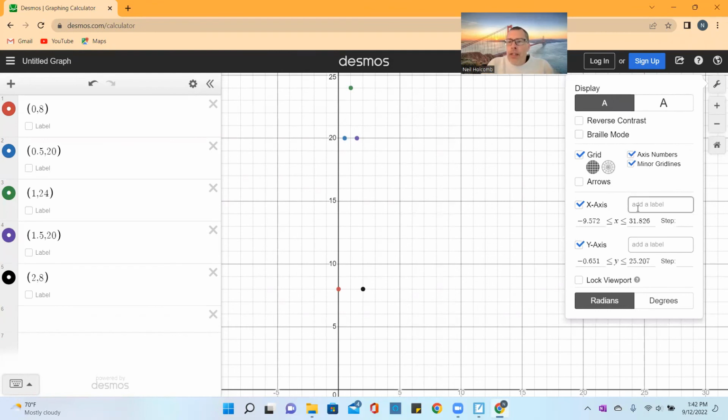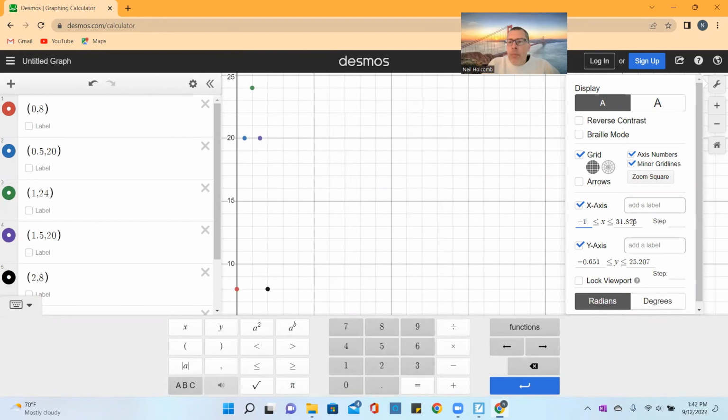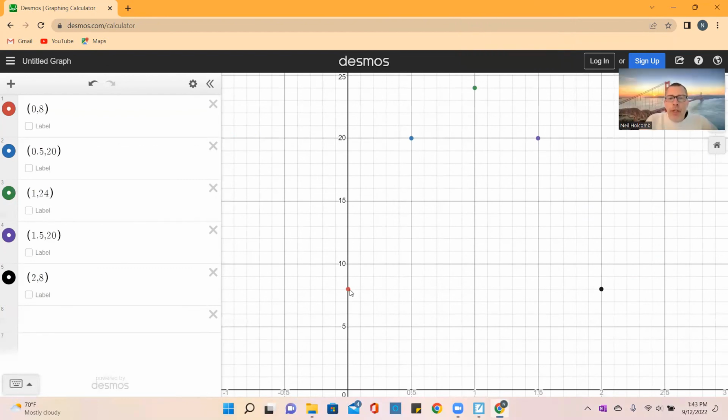And I want my x-axis. This says between negative 9.572. Actually, I don't need to go less than 0. So let's make that -1. See how it moved it over. And my x-axis really doesn't have to go greater than 2. So let's change that to 3. All right, so there it is. Let me move me back over here. So we're going from (0, 8) to (1/2, 20), (1, 24), (1.5, 20), and back down (2, 8).